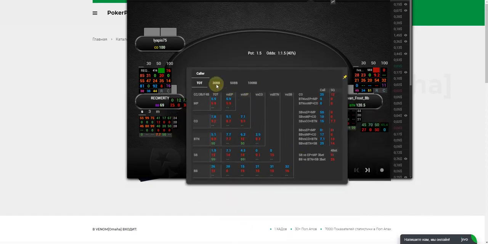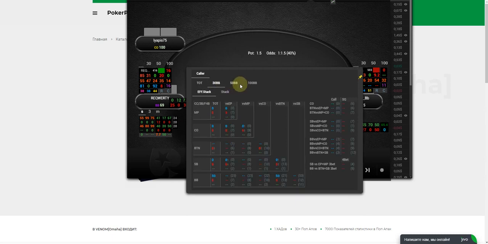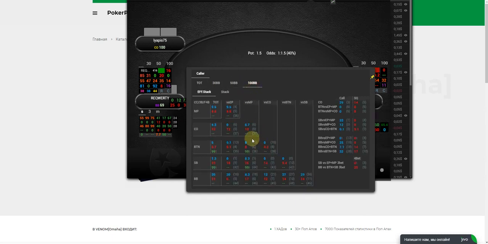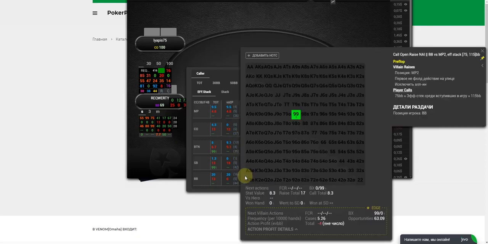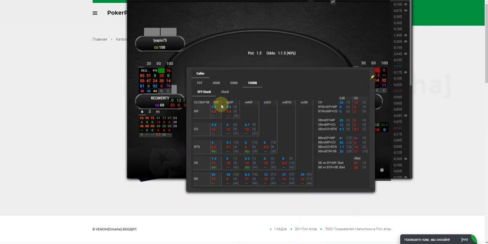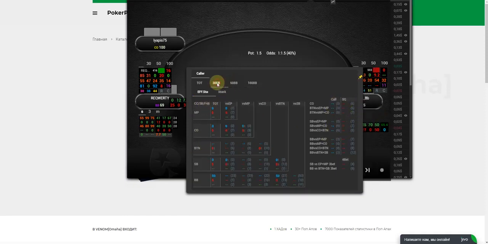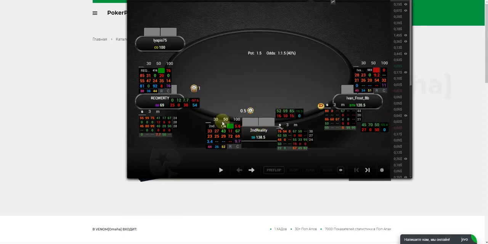Now let's turn to the caller pop-up. Here we have the same situation. We try to see how the opponent acts in specific stacks, and next to every stat there is a GTO number that he should ideally have. There can be various situations. We can see how the player cold calls in various positions, how he 3-bets, how he folds to 4-bets, how he squeezes, how he overcalls, by the same token in various stack sizes.